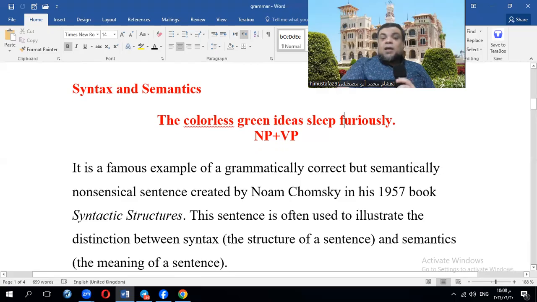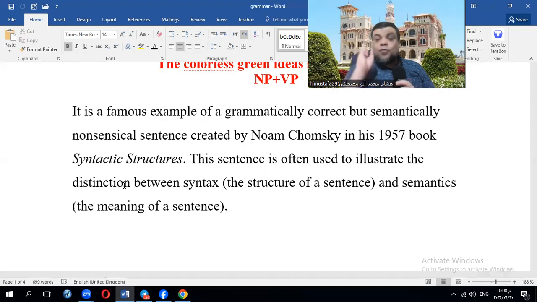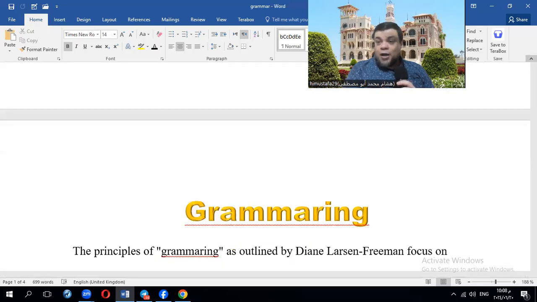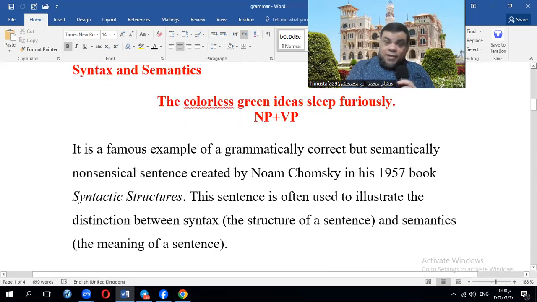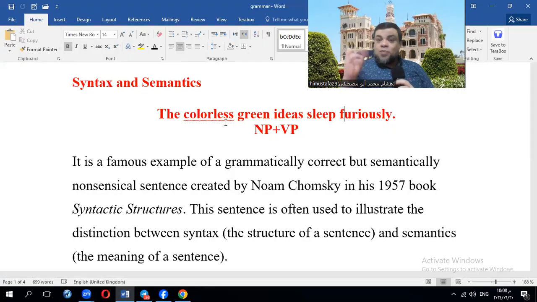Actually, this sentence is often used to illustrate the distinction between syntax, the structure of the sentence, and semantics, the meaning of a sentence. Of course, semantically, it's nonsensical. Okay, it doesn't make sense. Why? Because if we analyze it semantically, colorless is contradictory with green. How can something be green and colorless at the same time? There is contradiction in meaning.